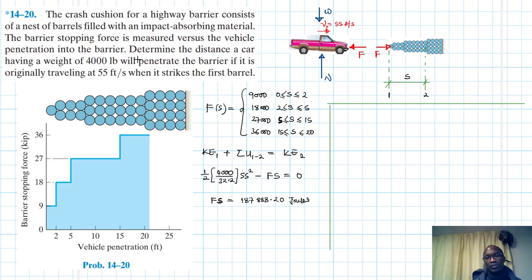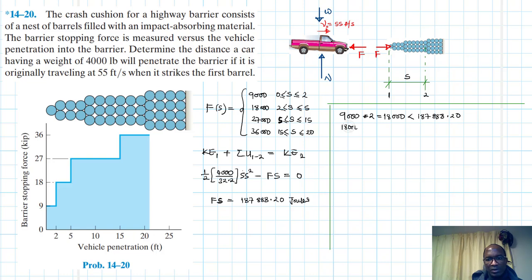So let's do so. So we are saying 9,000 by 2 is equal to 18,000. Of course, this is less than 187,888.20. Then we are saying 18,000 because we keep on adding, we are moving.